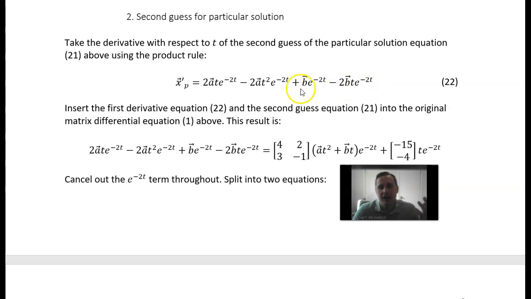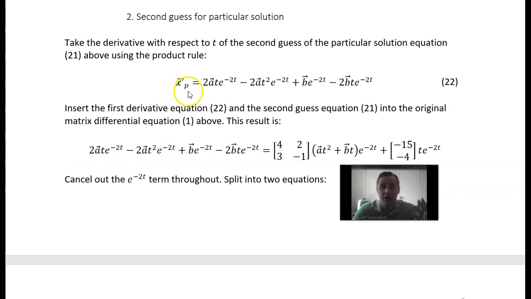But then we also have the b term, so we have b vector e to the minus 2t, that's the derivative of the first term, the t, and then we have minus 2b vector t e to the minus 2t. That's the derivative of the exponential. Okay, we have to insert this into the original differential equation. So this kind of gets a little long. So we take equation 22 and we put it into equation 1. That's the entire left-hand side.